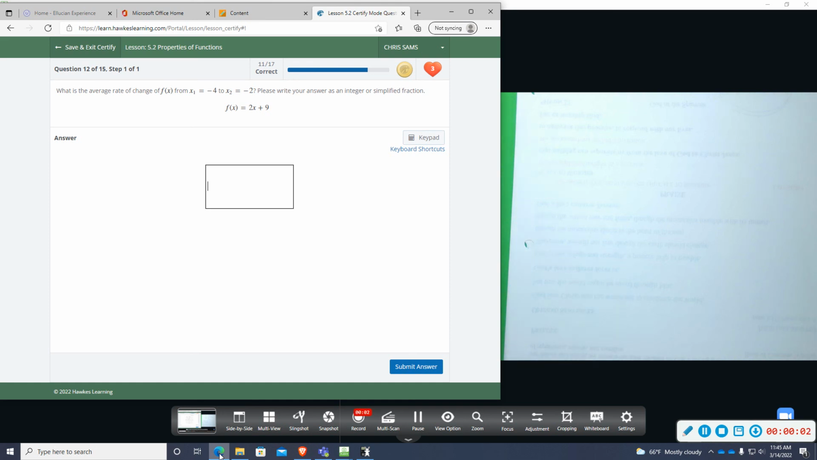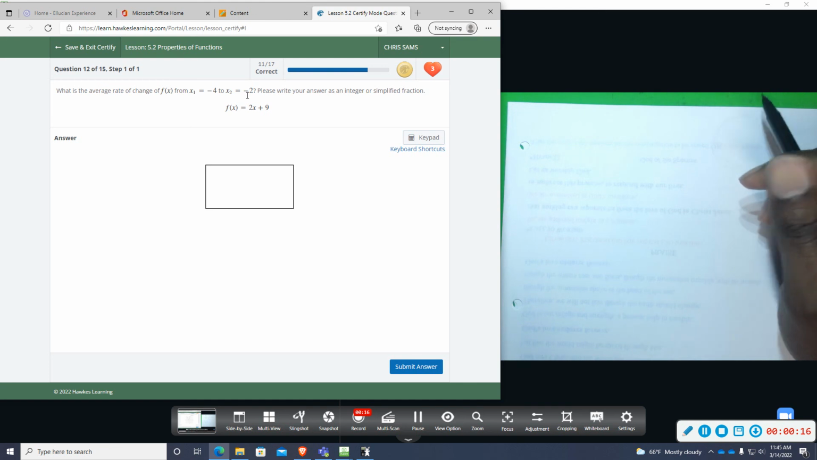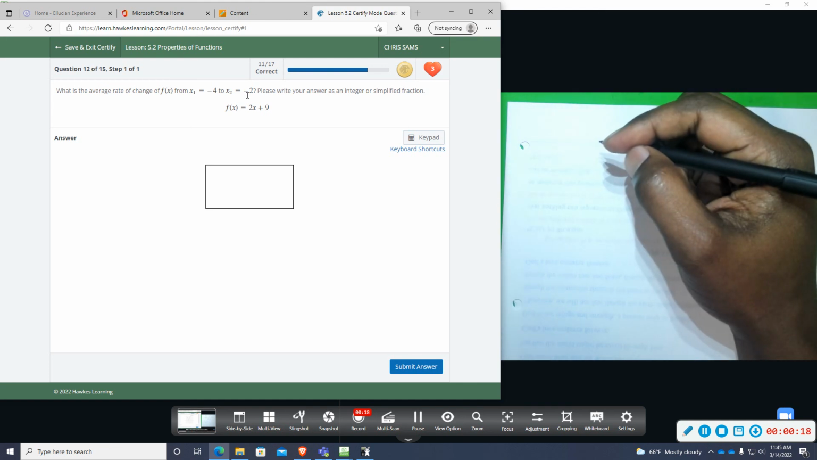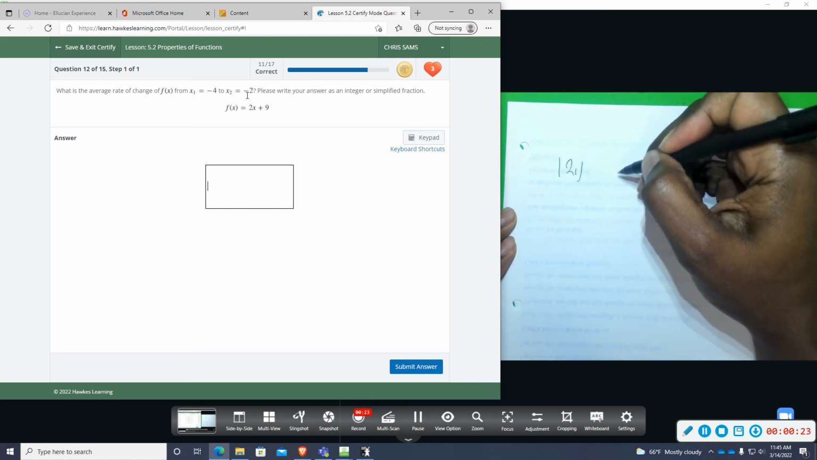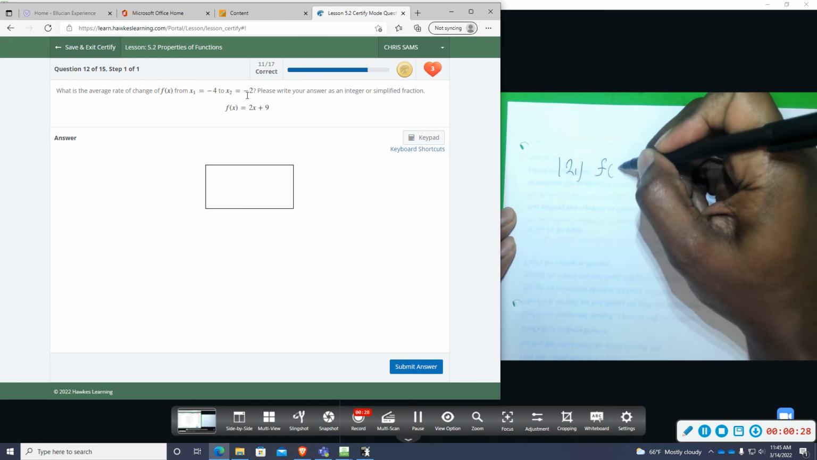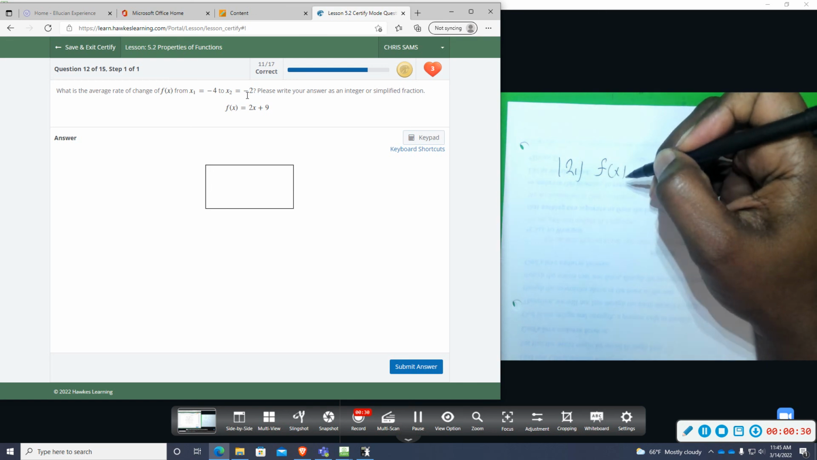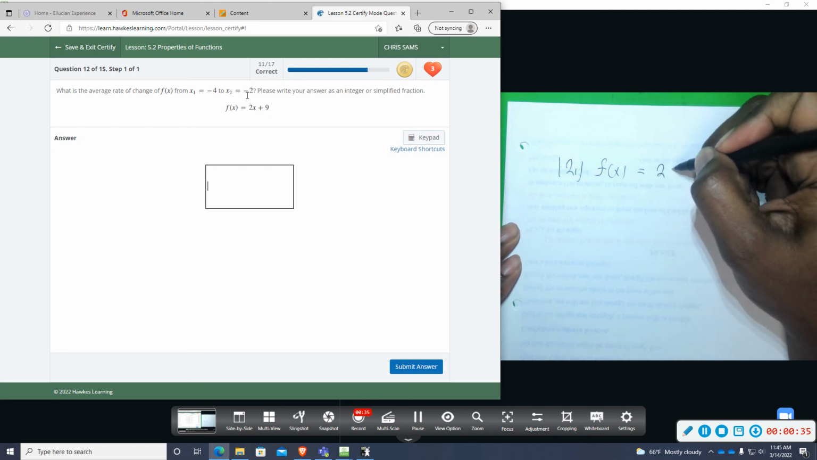All right, here on 12, we want to know the average rate of change from -4 to -2. So again, we're going to be doing change in y over change in x. This time, though, they give you the equation, so you have to plug it in and figure out the y values. That is 2x plus 9.